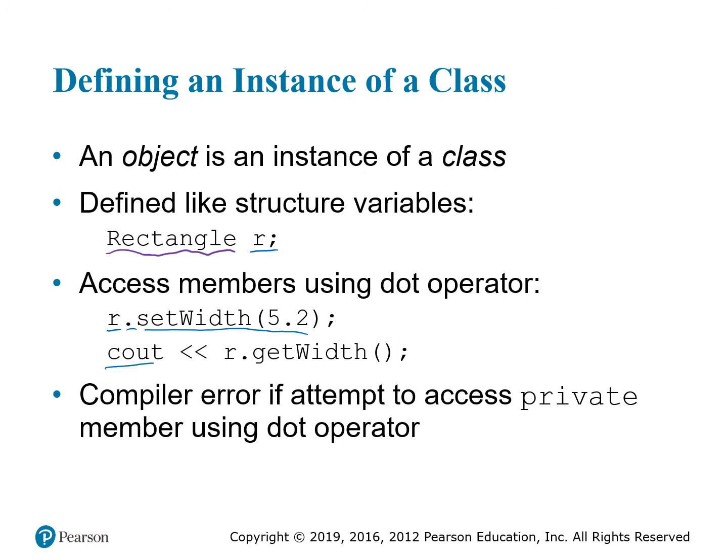cout, insertion operator, r.getWidth(). So that function's just like any other function. You call it, it returns its value to that position in the code, and that value gets passed to cout. If you attempt to use private members this way, if you typed r.length = 6, you'd get a compiler error for accessing private data in a public fashion.